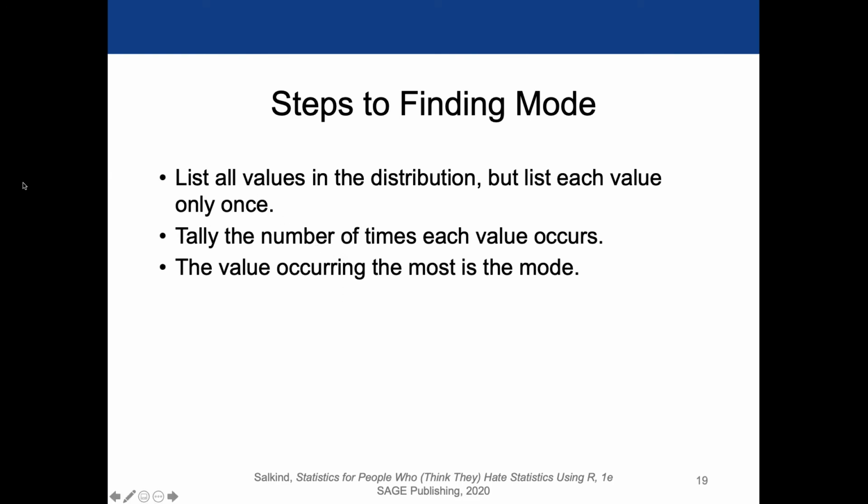I'm skipping past some of these details here, not because they're not important, but because I'm just giving you a brief overview in this video of a key concept. Okay, so if you're going to find the mode, you would list all the values in the distribution, but list them only once, and then you tally the number of times each value occurs. And then you figure out which one occurs the most often.